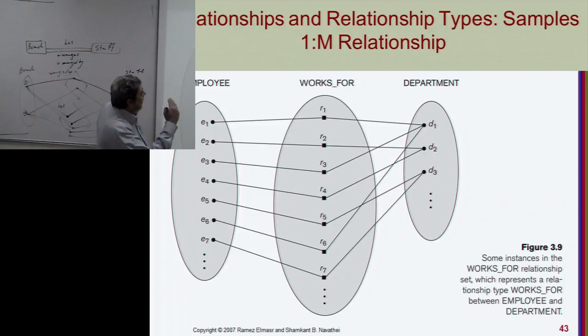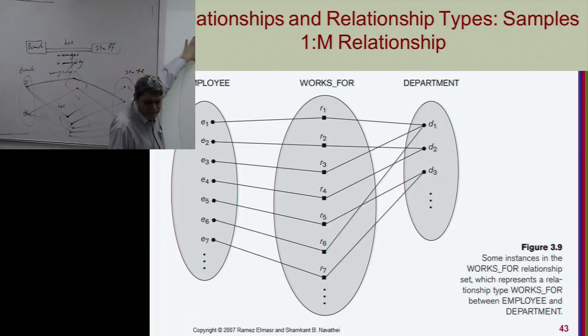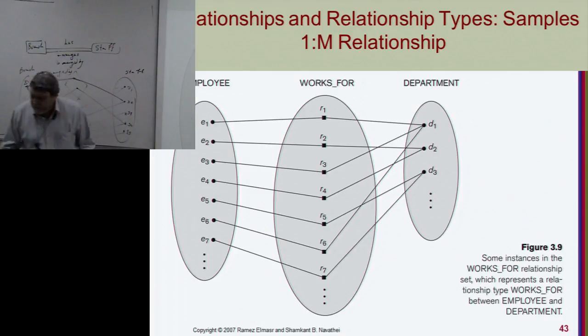So from this side, only one link goes out. From the department side, many. We call it many because anything greater than 1, we consider it as many. So 1 to many. So this relationship is of type 1 to many.